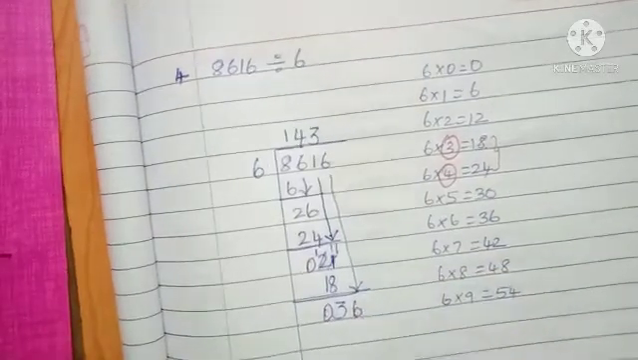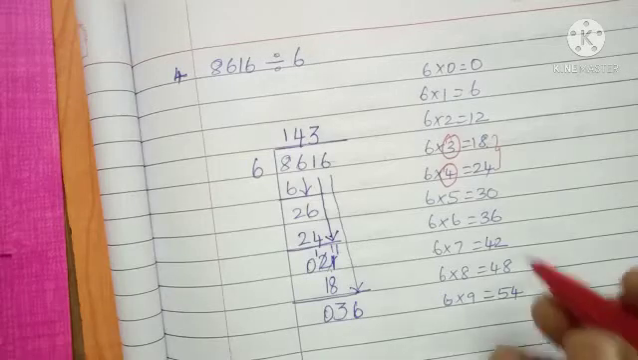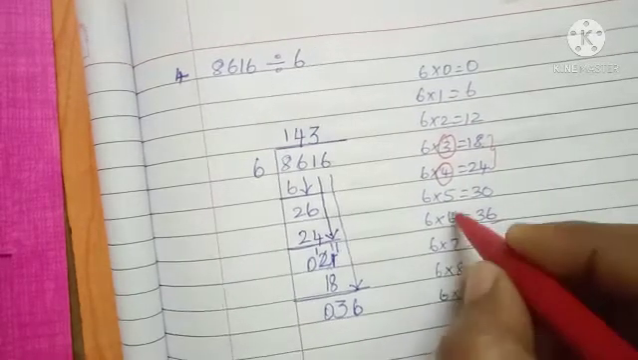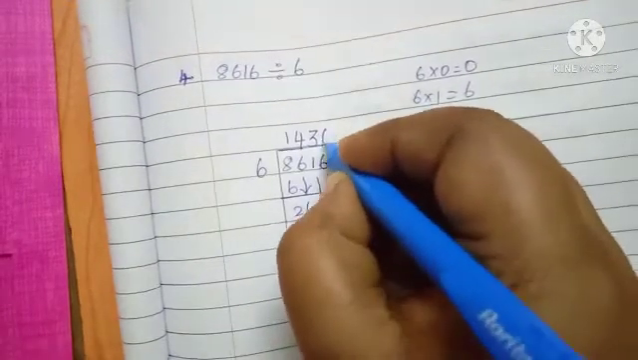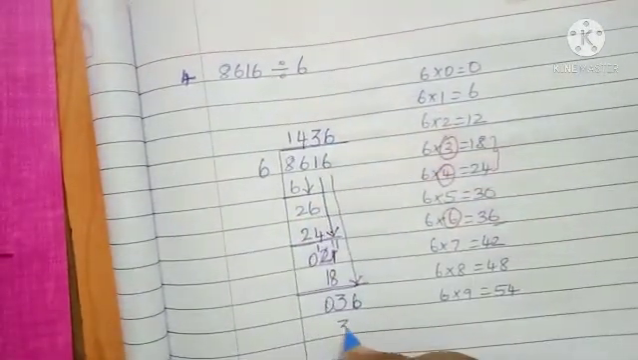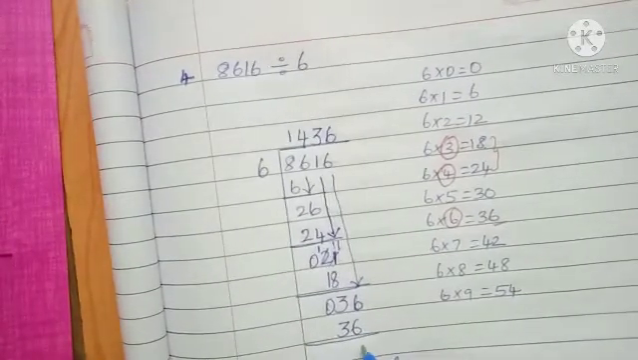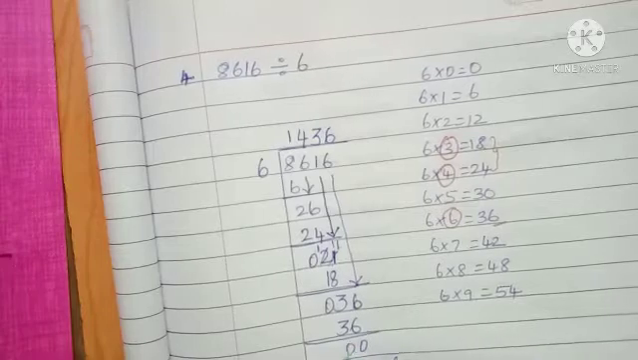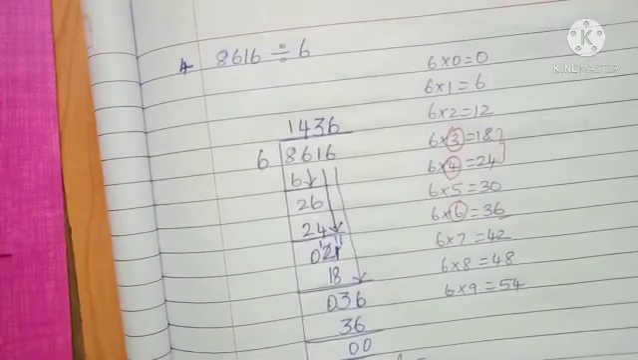6. So now 36. 36 comes in the 6 table. Yes. How many times? 6 times. 6 6s are 36. So write the number 6, 36. So the same number you get: 6 subtract 6, 0. 3 subtract 0, 3. 3 subtract 3, 0. Then you find the quotient now.